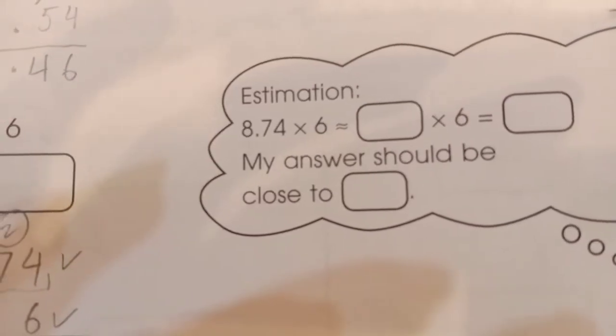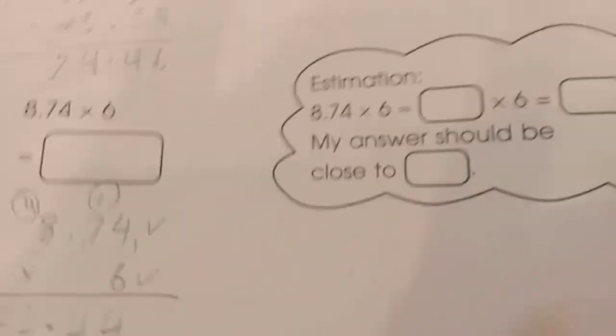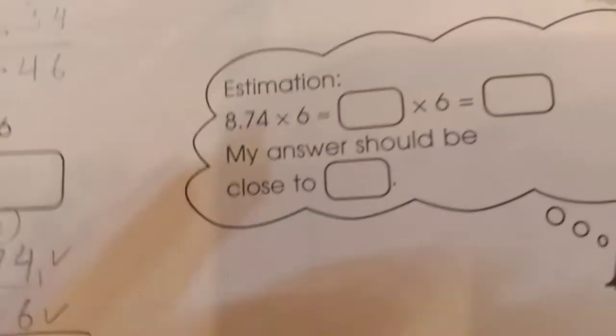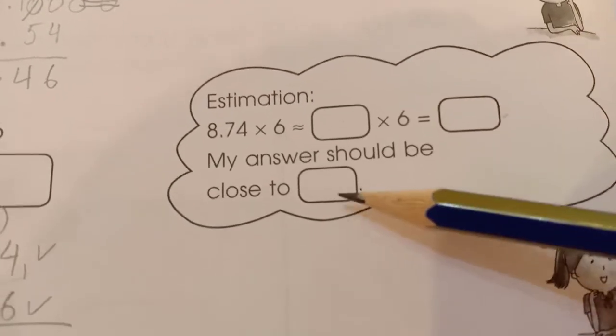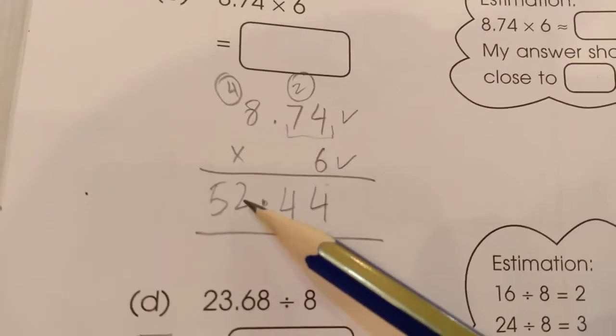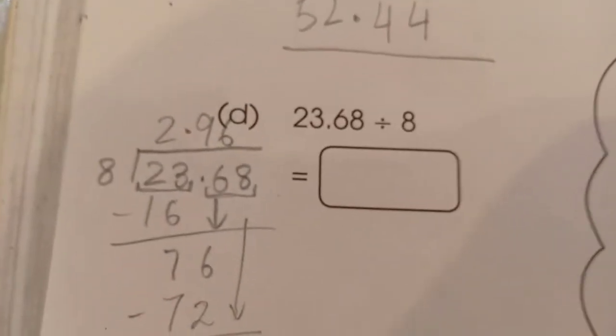Moving to the estimation, 8.74 will become 9. We will write 9 here, and we will multiply 9 with 6. 9 6s are 54. We will write 54 in this box, and we will write it here as well. See, 54 is close to our answer 52. Okay, now the division sum.